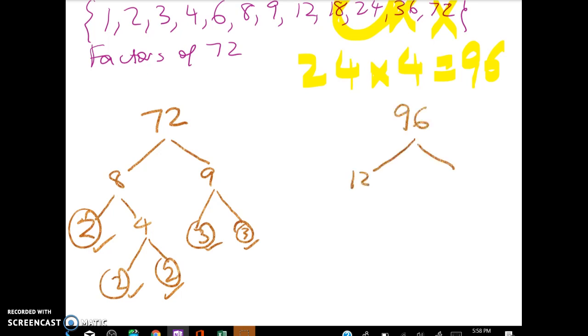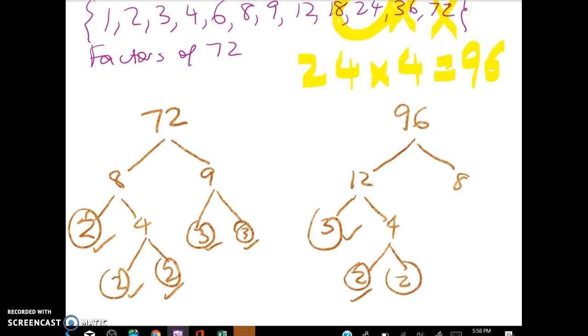Then we do the same thing very quickly for 96. Doesn't matter where you start. I'm going to start with 12 times 8. So we've got 3 and then 4, 2, circle, tick, circle, tick, circle, tick. If you don't know what I'm doing, then probably time to go hop on Education Perfect or watch the video on HCF.